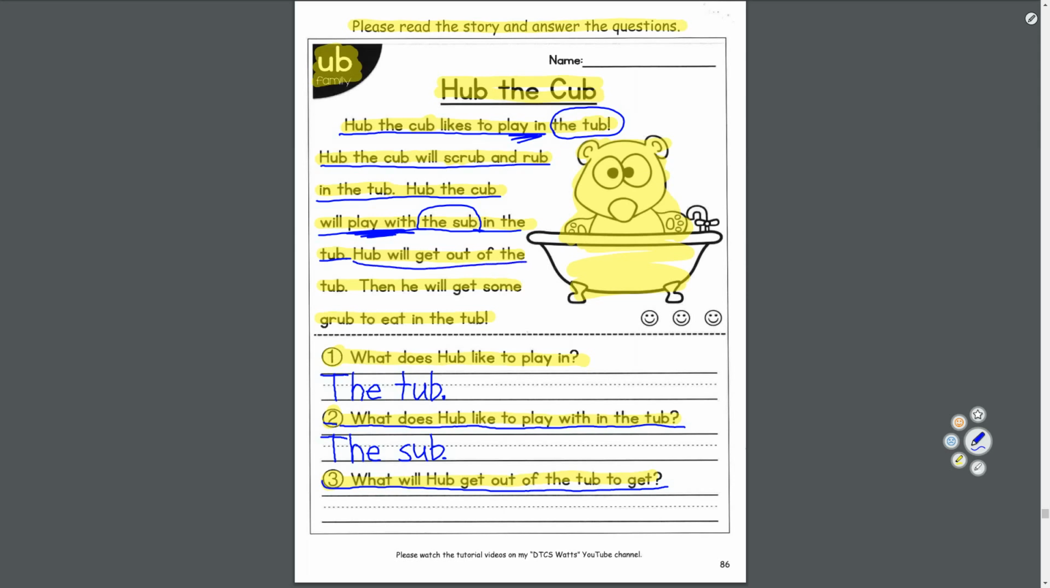Number 3, what will Hub get out of the tub to get? Hub will get out of the tub, then he will get some grub to eat in the tub. So he's going to get some grub, some food. Ew, eating in the tub, but he is a bear. What will Hub get out of the tub to get? Some grub. Period. Okay, good work.